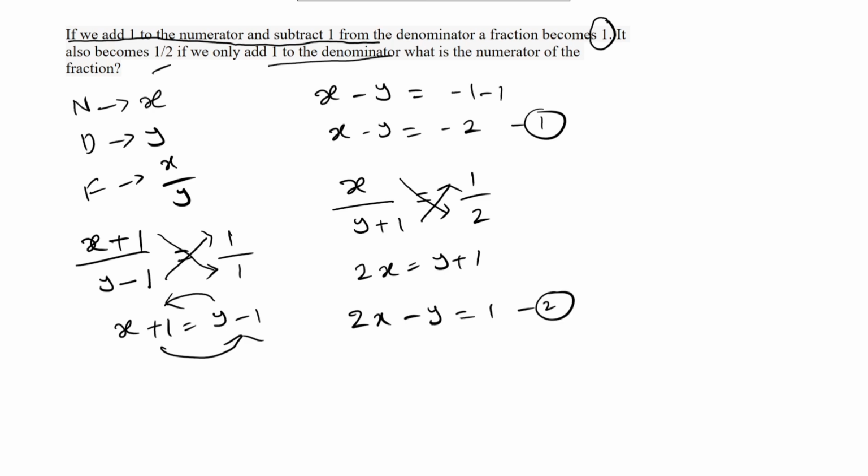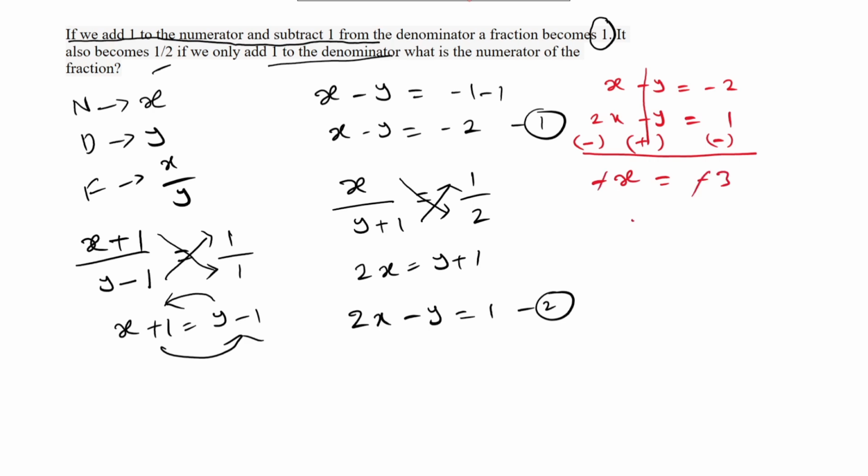Let us solve both the equations now. The first equation is x minus y equals minus 2 and the second equation is 2x minus y equals 1. I'm doing subtraction of both the equations, so plus 2x becomes minus 2x, minus y becomes plus y, plus 1 becomes minus 1. x minus 2x is minus x, minus y plus y cancel, equals minus 2 minus 1, minus 3. Minus minus cancel, so the x value is 3.